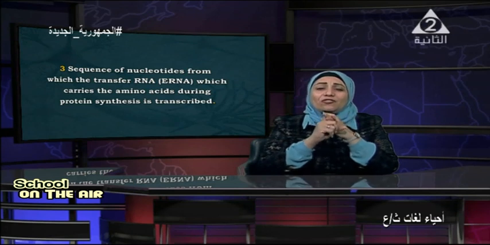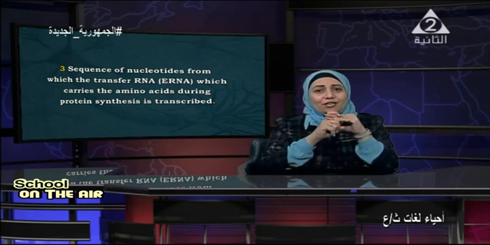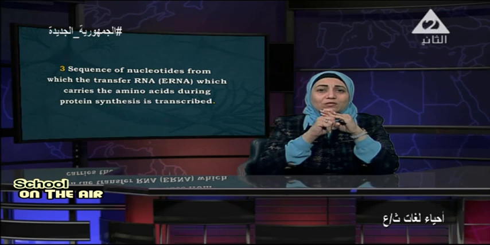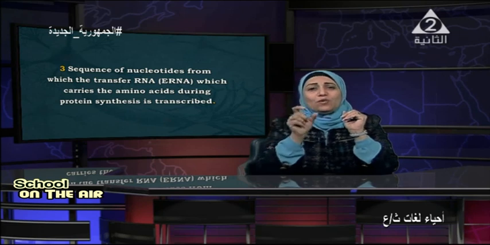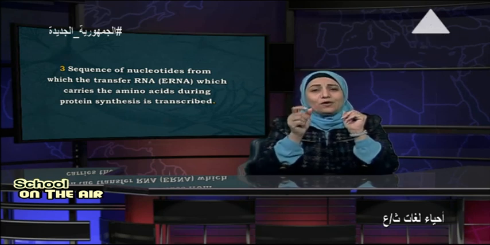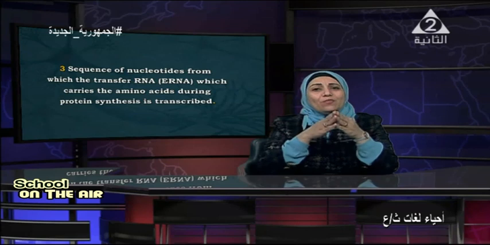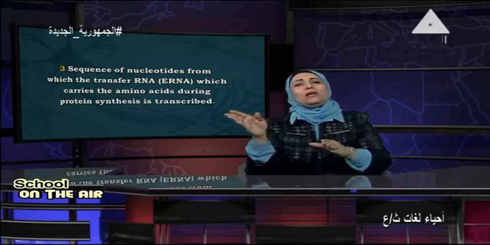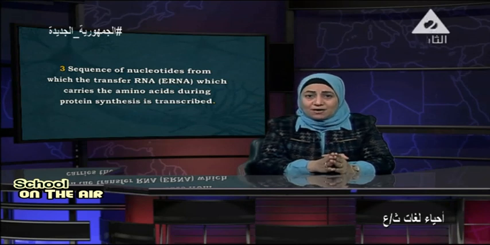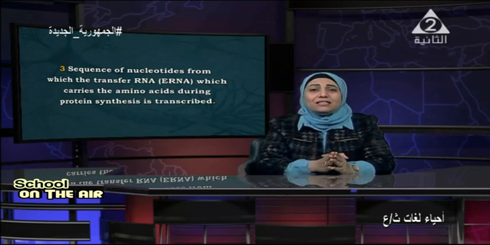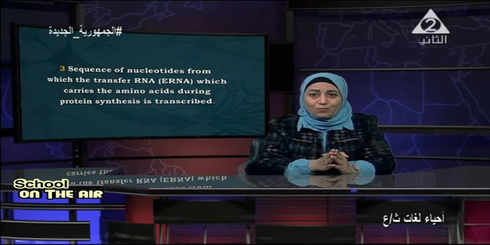The DNA is transcribed to each RNA. This RNA goes outside the cell nucleus to the cytoplasm through the nuclear pore. What happens when the RNA goes outside? When the ribosomal RNA goes outside, it is responsible for the synthesis of protein.